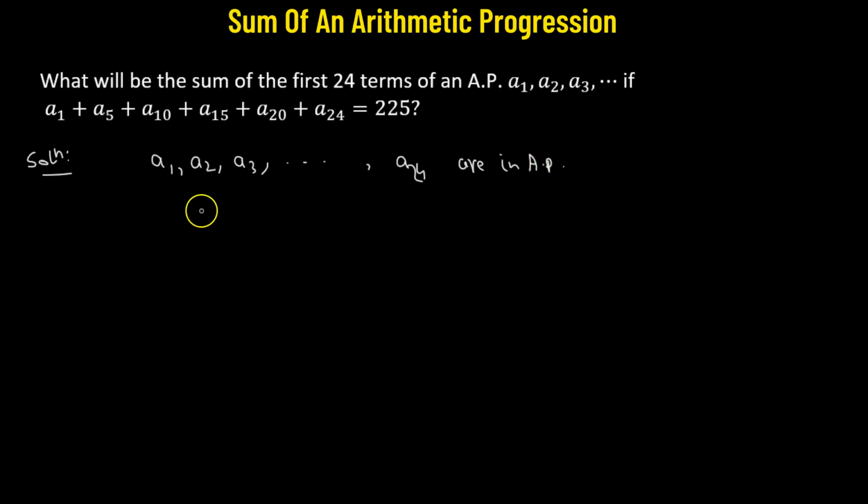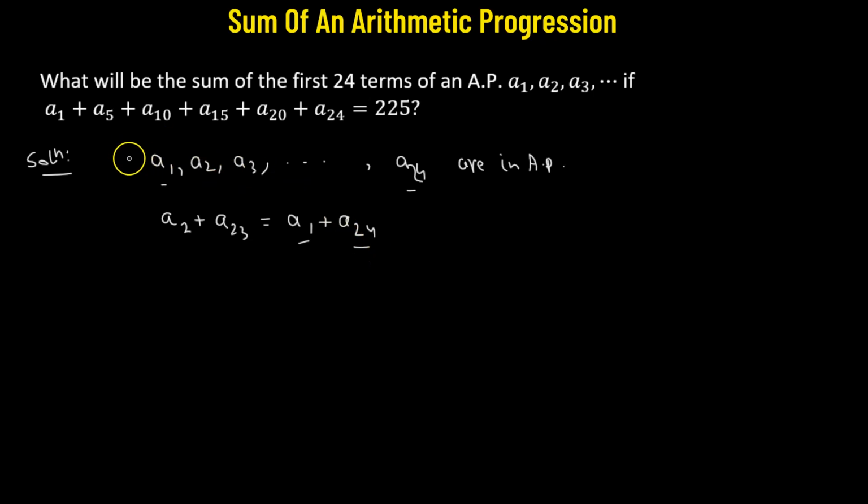Now there's a theorem which states that if we consider any term which is equidistant from the beginning as well as the end, and we take the sum of those two terms, then the sum is always going to be equal to the sum of the first term and the 24th term. Meaning, if we take the second term and add it to the second last term, which is A23, this sum is always going to be equal to A1 plus A24, that means the first term and the last term.